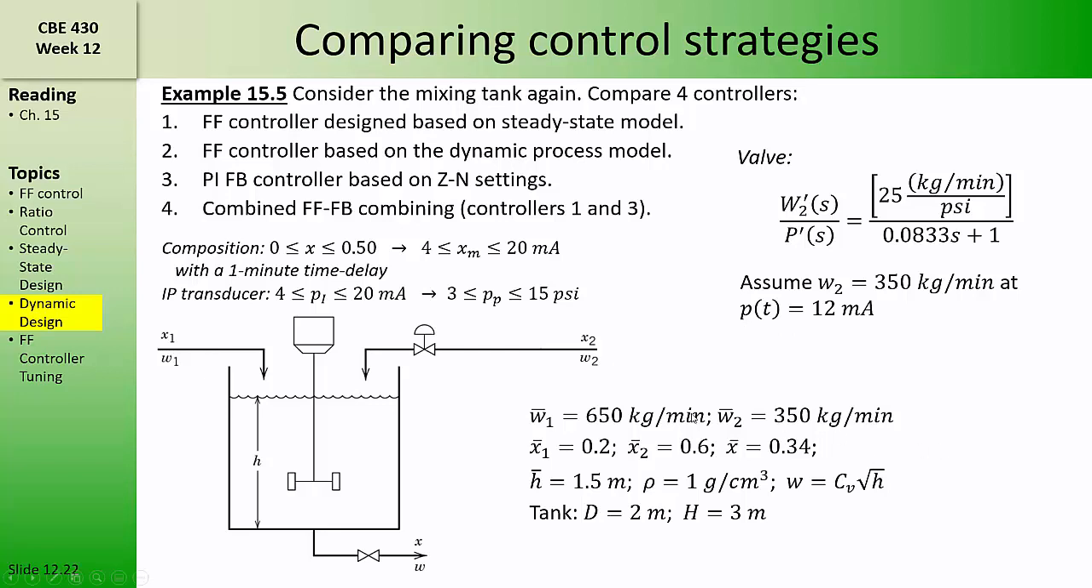W1 will be constant at 650 kilograms per minute, and the design condition for W2 is 350 kilograms per minute. At the design condition, X1 is 0.2, X2 is 0.6, and that gives us an effluent composition X of 0.34. The height of the fluid in the tank is 1.5 meters with a density of 1 gram per centimeter cubed, and W, the flow rate out of the tank, is proportional to the square root of the height of the fluid in the tank. The tank is 2 meters in diameter and has a total height, capital H, of 3 meters. So at the design condition, the tank is half full.